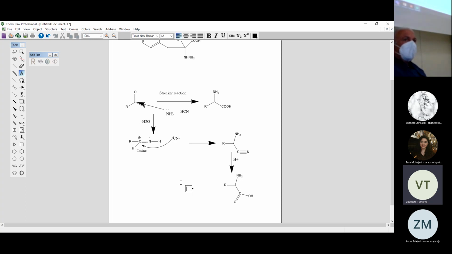This reaction is called the Strecker reaction, and so we can use the ammonia with the cyanhydric acid, and the final compound is an amino acid.